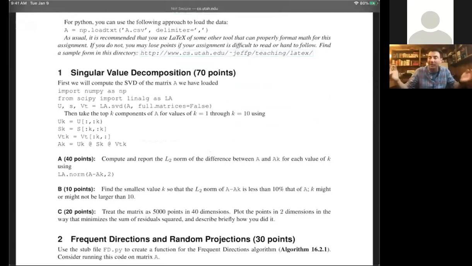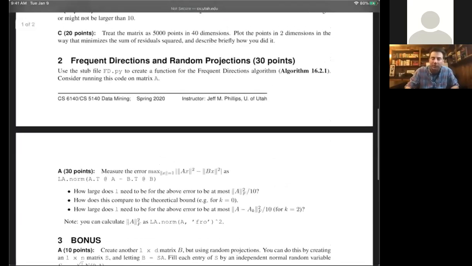The first one asks you just to compute the SVD and analyze things about the norm of the matrix. I suggest you do this in Python, although you could do it in MATLAB or R. It's probably a little bit simpler, but just to keep coherent, I've kept everything in Python, and I've given you pieces of code, so it should be really straightforward. The second part, I'm asking you to implement the frequent directions algorithm for large-scale matrix sketching, which we'll cover in the lecture today.